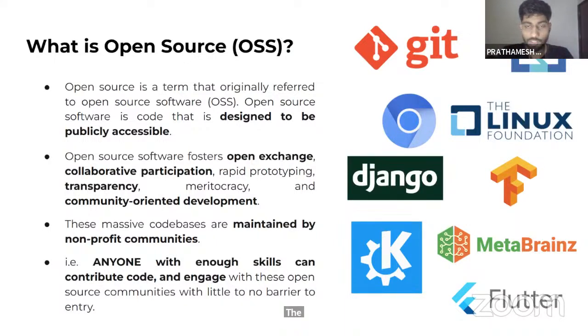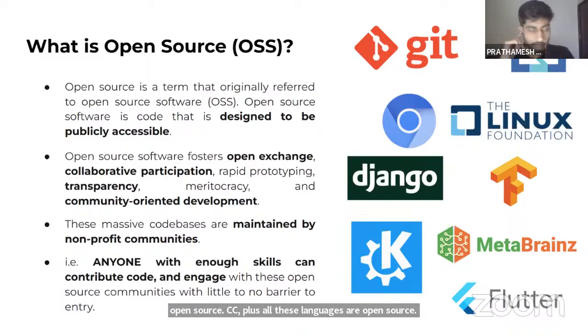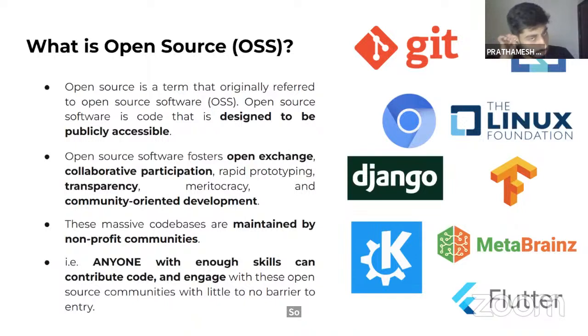Then our favorite language, Python. Python is also open source. C, C++, all these languages are open source. Git is open source. Some top technologies like Kubernetes and all are also open source technologies that everyone seems to be using these days. Open source is a term that was originally used to refer to open source software.